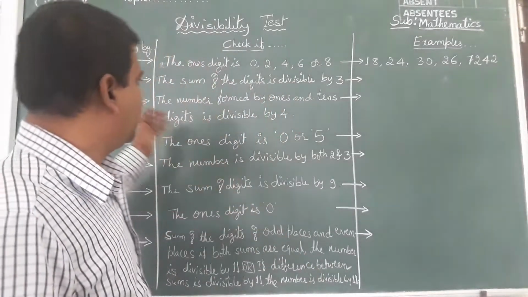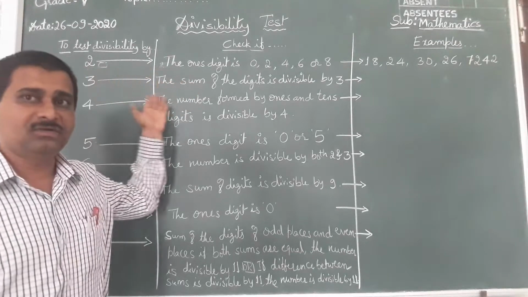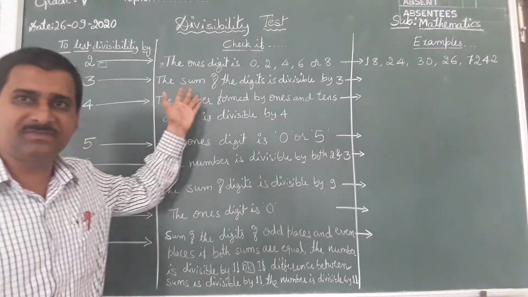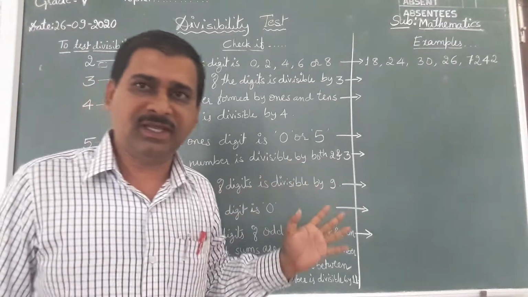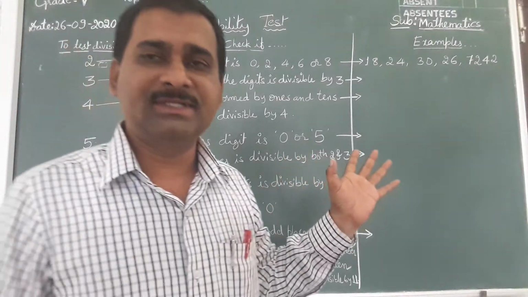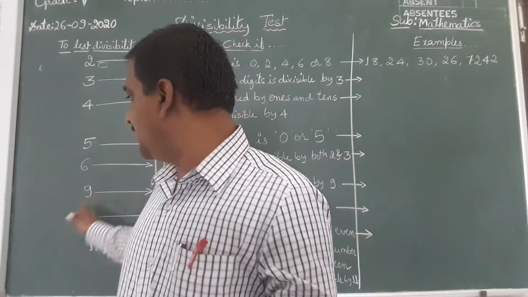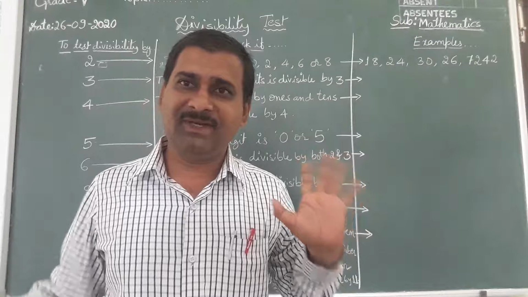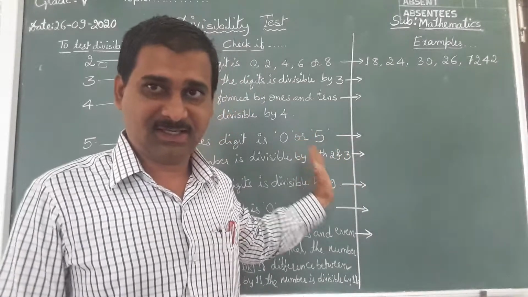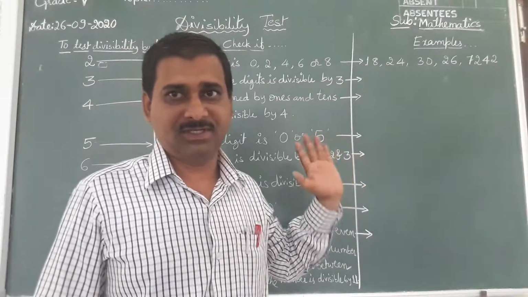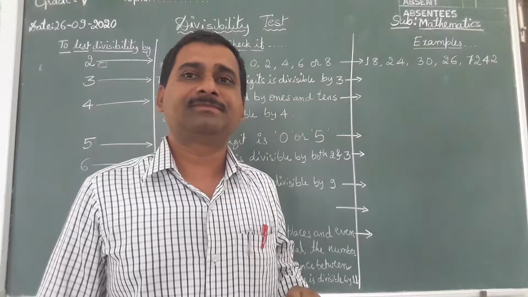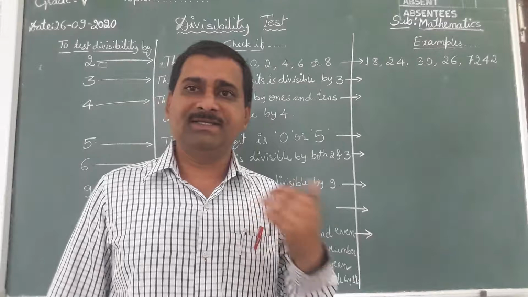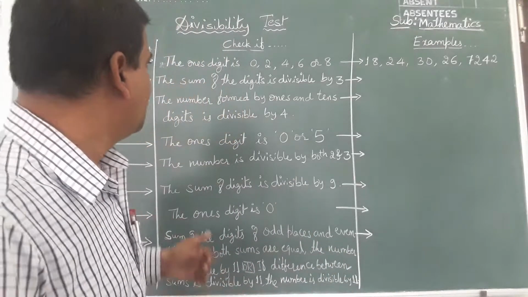Children, whatever numbers we get here, they are all composite numbers because they are divisible by 2, 3, 4, 5, 6, 9, 10. They are divisible by some number which I am discussing now. So they are all composite numbers. Right? So let me revise that once again.